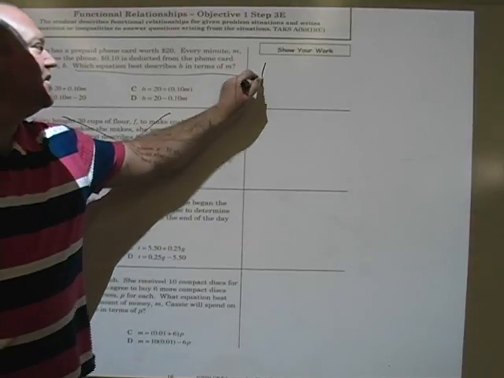Okay, number 1. Sarah has a prepaid phone card worth $20. Every minute M she uses the phone, 10 cents is deducted from the phone card balance B. Which equation best describes B in terms of M? When they ask you which equation best describes B, you know right away that your equation is going to look like B equals something. And if you notice, all your answers here start with B equals.